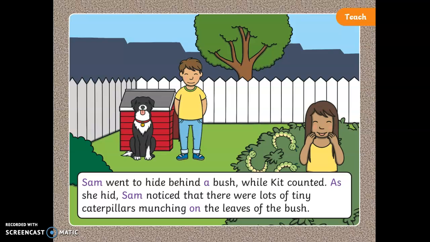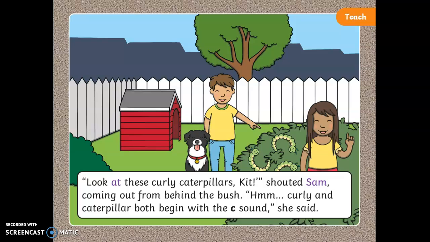Sam noticed that there were lots of tiny caterpillars munching on the leaves of the bush. Can you see the caterpillars? I can see 3 caterpillars. Look at these curly caterpillars, Kit, shouted Sam, coming out from behind the bush. Curly and caterpillar both begin with the k sound. K, k. Caterpillar.